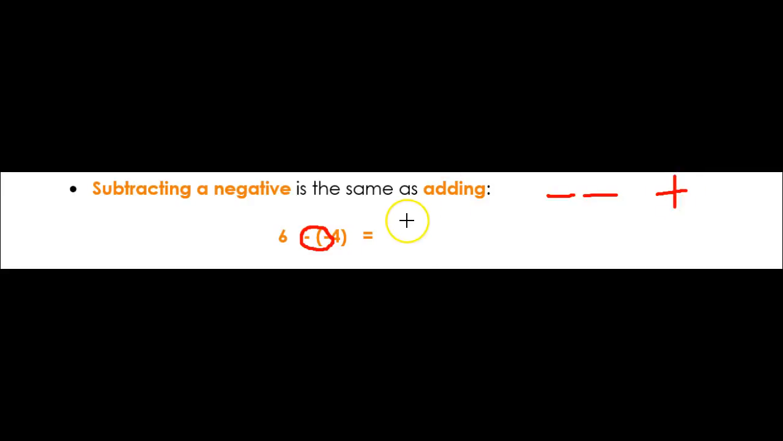So rewriting this, I'm going to say 6 minus -4 is like saying 6 plus 4. And now this becomes a super easy question. We know what 6 plus 4 is. It's 10. But just don't forget, when I see these negatives sandwiched beside each other, that means it becomes a positive.